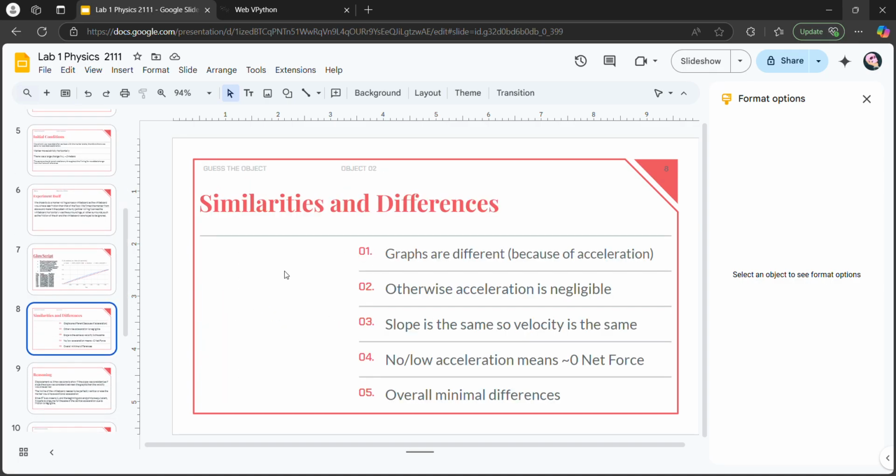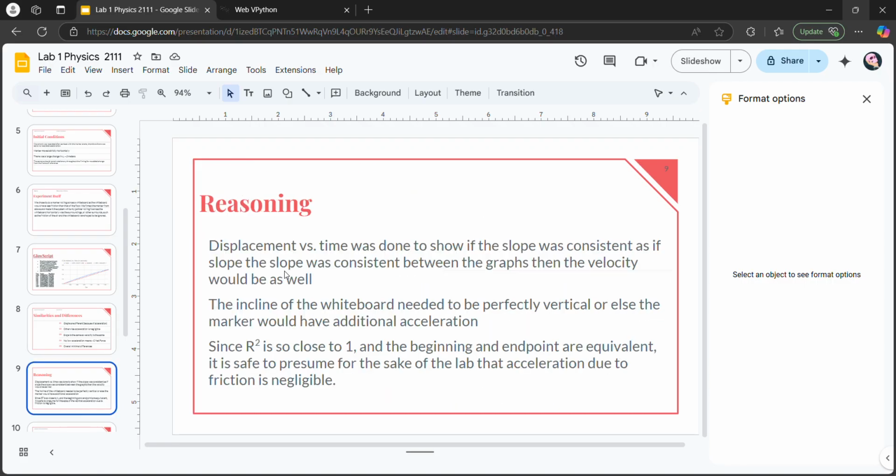Similarities and differences. The graphs are different because of the acceleration. Otherwise, the acceleration is pretty negligible because of the r-squared value. The slope is almost the same, so velocity should be about the same, and there is no or low acceleration, which means that there is almost 0 net force. Overall, there's very minimal differences.